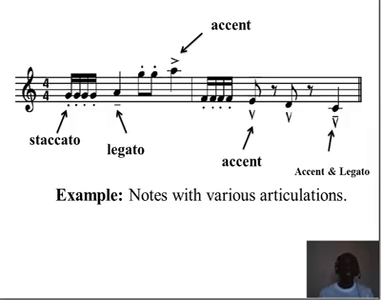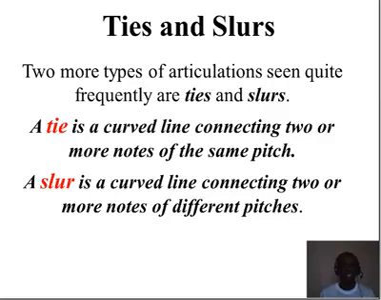Let's go ahead and talk about other articulation signs that are very important and we come across every day as we do music. There are two other signs. The first one is the ties and the slurs.